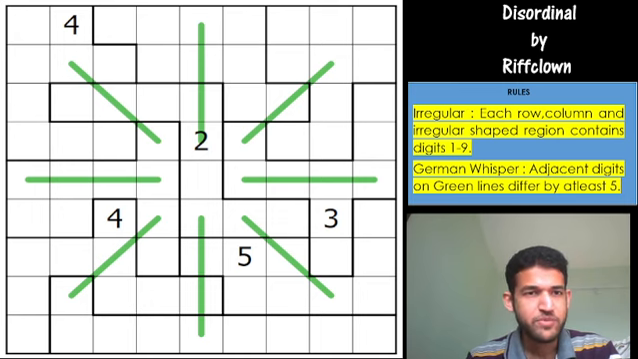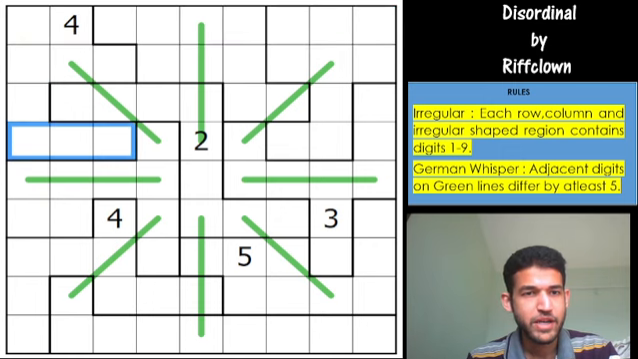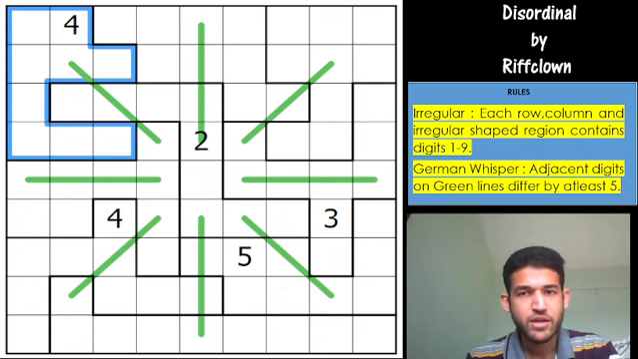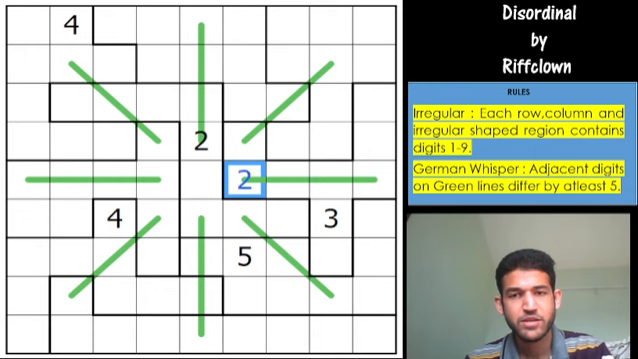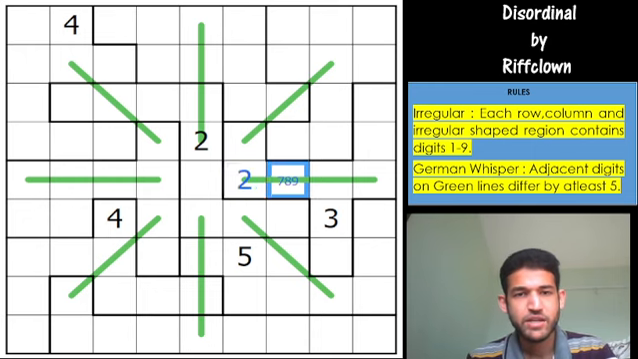The rules are: each row, each column and each irregular shaped region inside the grid will have digits 1 to 9. And then you have German whisper rules. In each of these green lines that you see on the grid, the adjacent digits will differ by at least 5. So let's say we have a 2 here, then this digit can only be 7, 8 or 9. The difference is at least 5 between these two cells on all the cells.